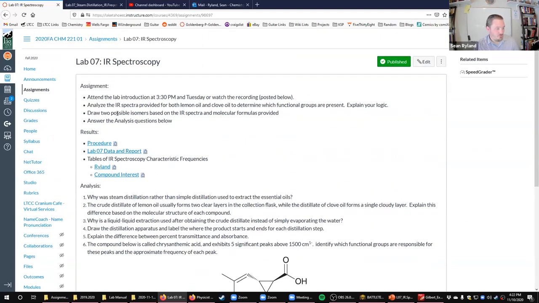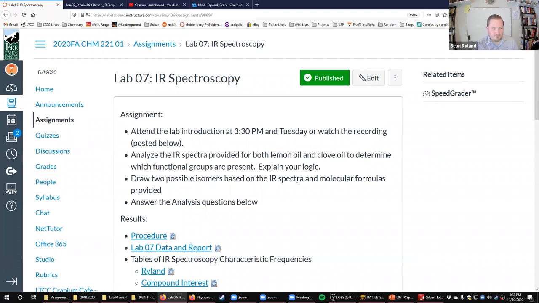When it comes to this section here, draw two possible isomers based on the IR spectrum and the molecular formulas. I'm not looking for you to get the right structure. I don't want you to go look up what the structure of eugenol is and just write the correct structure, because then I'll know that you did that. There's no way you can get to absolutely the right structure just based on the IR. What I'm looking for is, do the structures that you draw have the right molecular formula that matches what I give you? And is it consistent with the data from the IR? Does it have an OH group or not? Does it have sp3 carbons or not? I'm not looking for the right answer there. So don't feel overwhelmed. Just give me something that matches the criteria that you've seen.